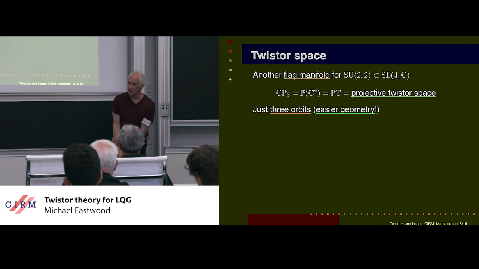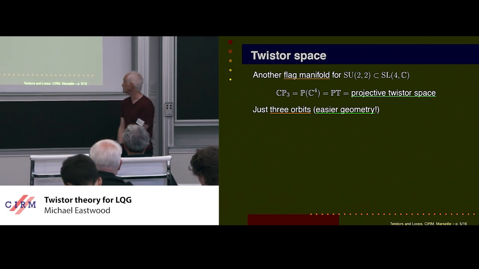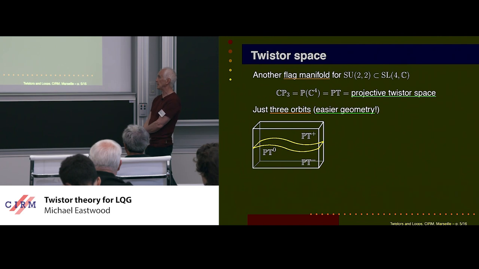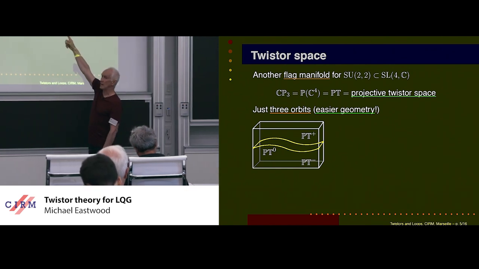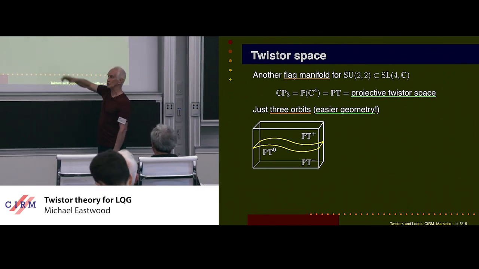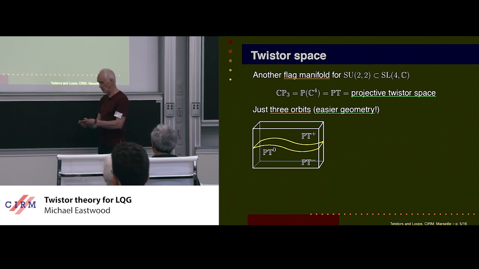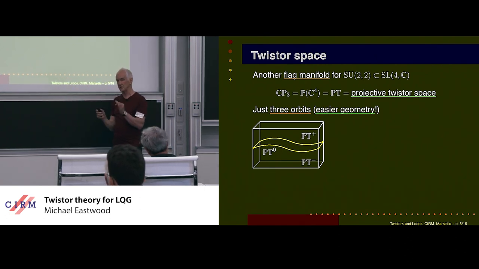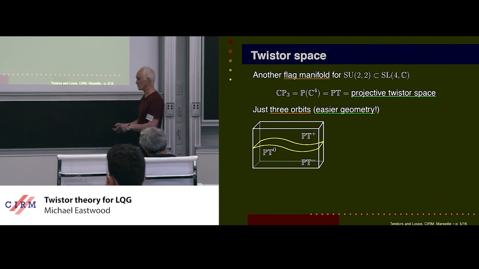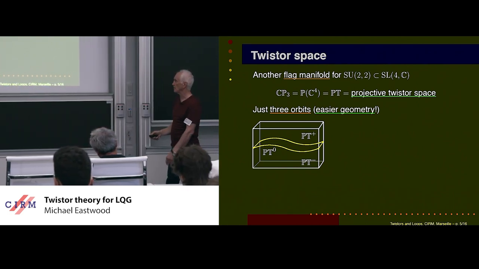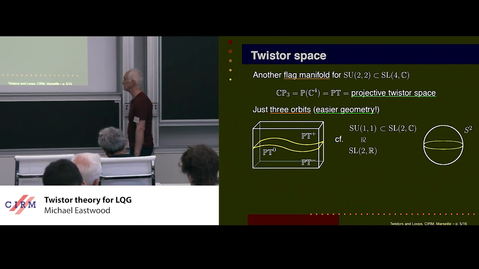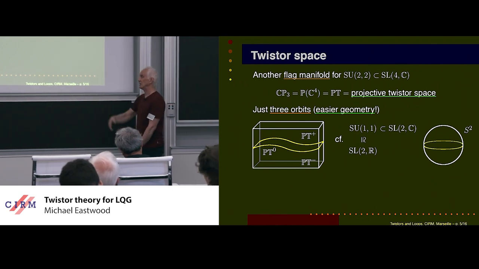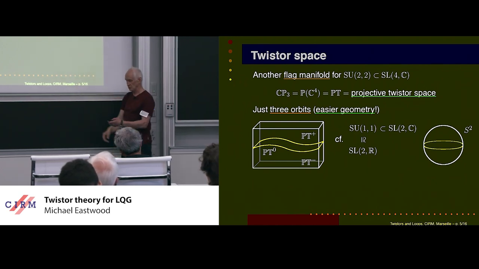And here, it's easier because there are just three orbits and you can see them. And it's very much like the picture for the Riemann sphere. So you've got this invariant Hermitian inner product of signature 2-2. You can look at the lines on which that inner product is either positive, zero, or negative, and it gives you these three possible orbits. There they are. And that yellow piece is actually a real hypersurface. So that's real dimension 5. So it's a bigger and better version of just the usual Riemann sphere.